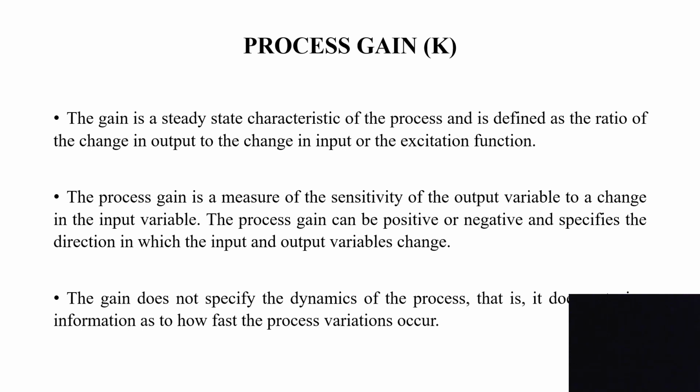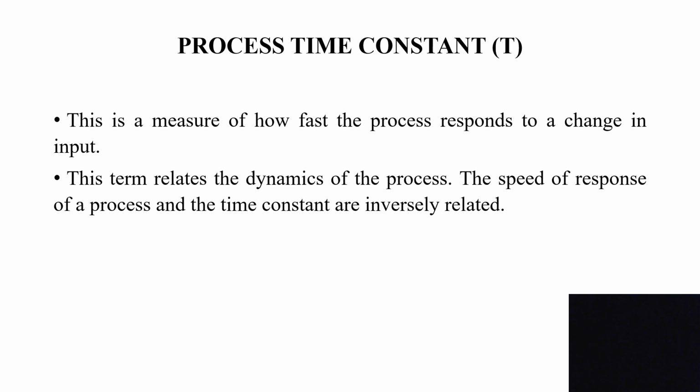Coming to the next two characteristics of the process: the process time constant and the process delay time or dead time. The process time constant tells how fast the process responds to a change in the input. This term directly relates to the dynamics of the process. The speed of response of the process and the time constant are inversely related, so if a process is faster, the time constant will be lesser.